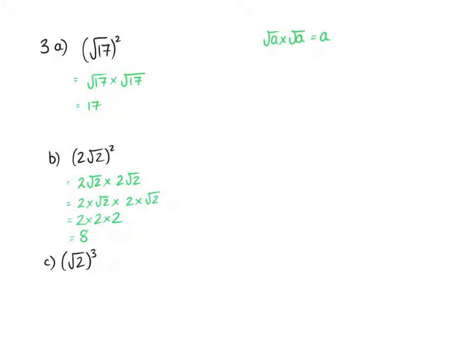Okay, so last one for question 3, we've got the square root of 2 cubed. So that's equal to the square root of 2 times by the square root of 2 times by the square root of 2, because the 3 is telling us that it's 3 root 2's all multiplied together. So the square root of 2 times the square root of 2 just becomes a 2, and then we've got to times it by the square root of 2, so it's 2 square root of 2. Okay, so on to question 4.